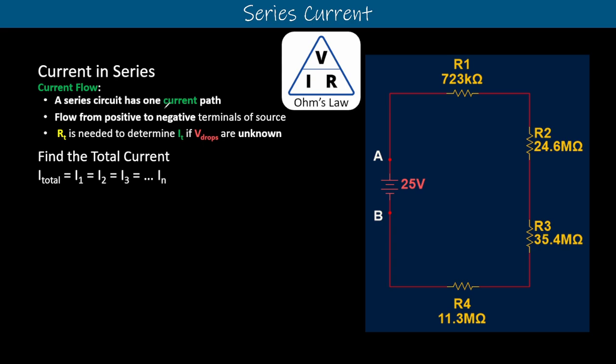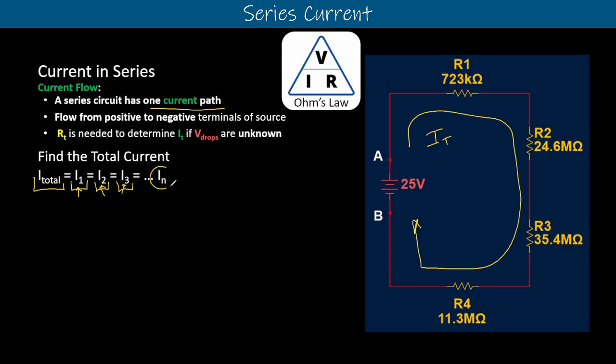Series current has one path, which means that every one of these resistors will have the exact same current flowing through it. And we're going to call that current IT. And that tells us that the total current is the same through every one of our components. The current through the first resistor, the second resistor, the third resistor, and however many other series resistors we have, the current will all be the same for them.